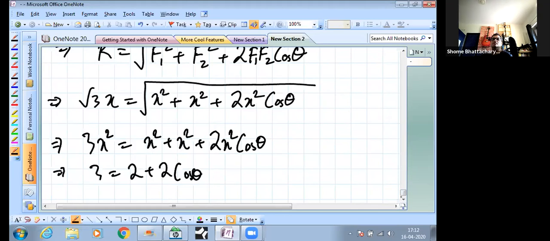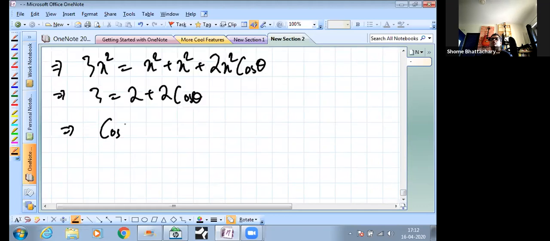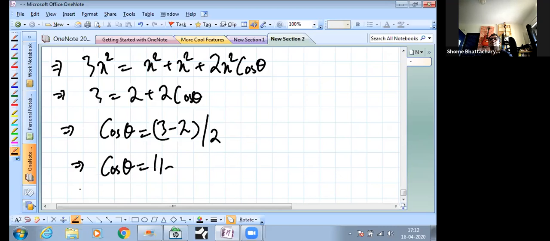Okay. So next, that tells me that cos theta is t minus 2 divided by 2, or cos theta is half. So that tells me that theta is equal to 60 degrees, which is the correct answer that you people have got. Right, so that's the solution of question number 4.